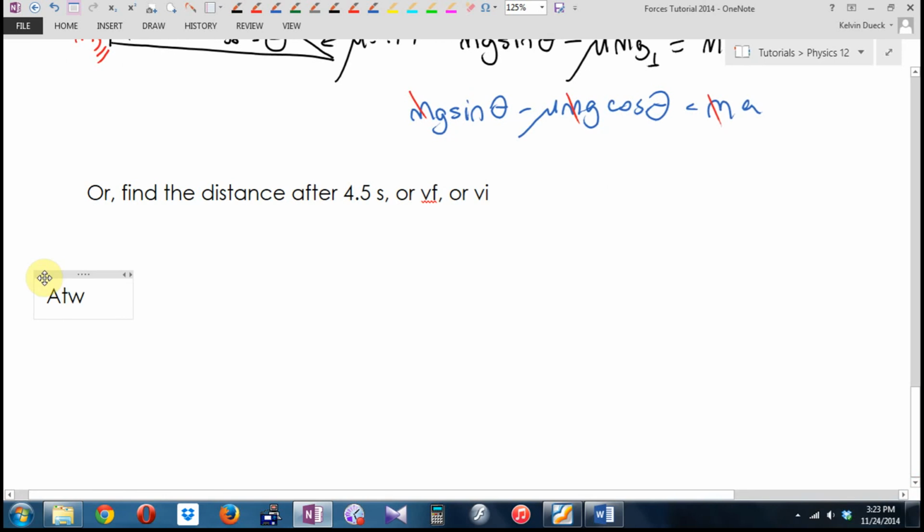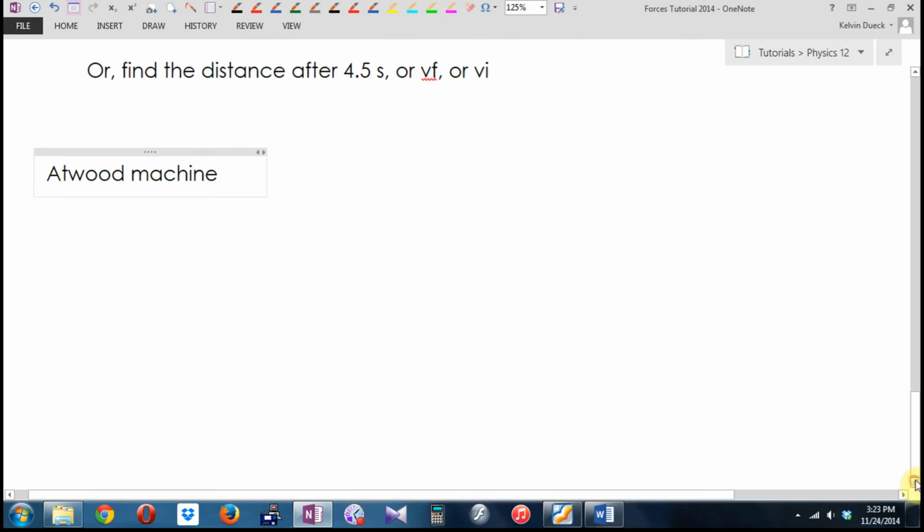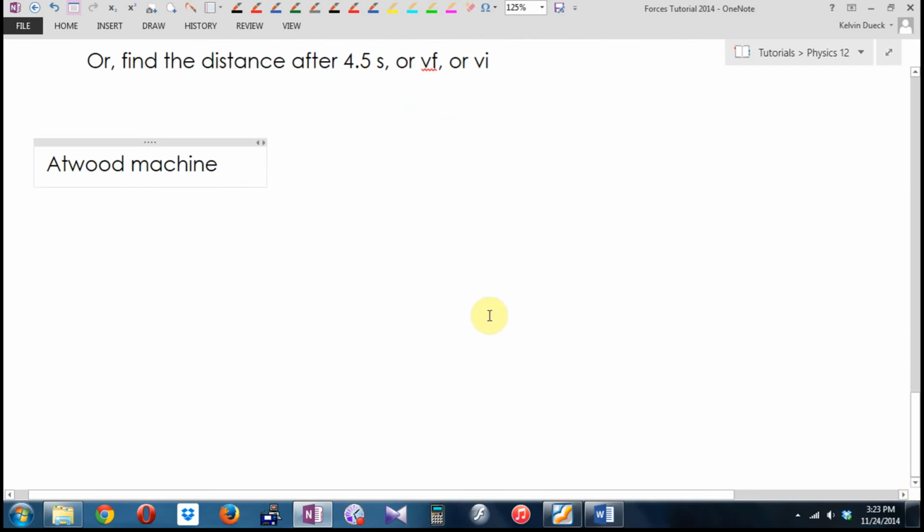You can definitely expect an Atwood machine somewhere. Either giving you both masses, find acceleration, find tension, or giving you the acceleration or the tension and one mass, and saying find the acceleration or the tension and the mystery mass. If you were solving for the mystery mass, that was where we pulled a little grade 9 mathematical operation out of our back pocket. And so I'll do one of each. I'll just freehand this.